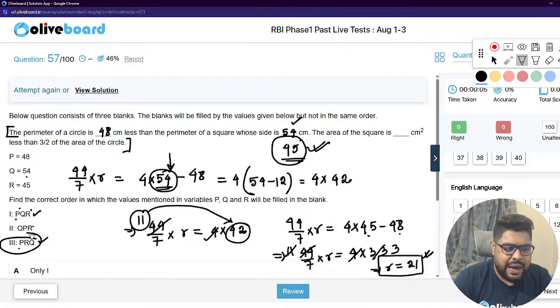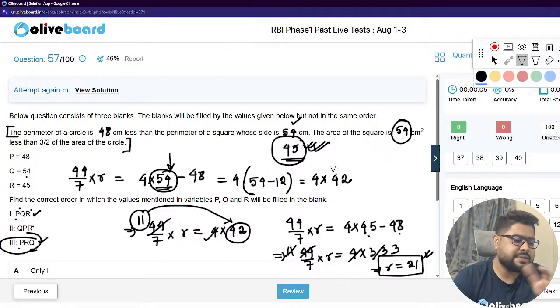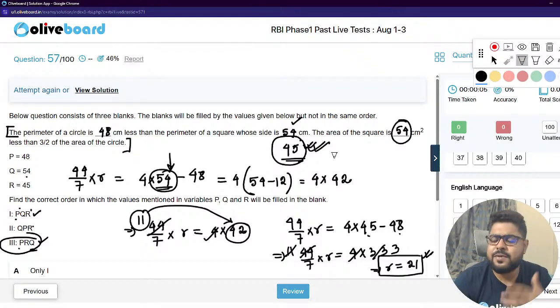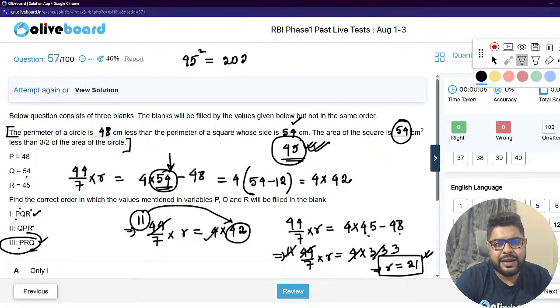So P, R, then Q. That means if this is 45, then this must be 54. Let's see now if this matches or not, and I'm quite certain it will match. Still, if you want, let's cross check. Area of the square. The side of the square is 45, so the area will be 45 squared. 4 5s are 20, 25. That is the area of the square.